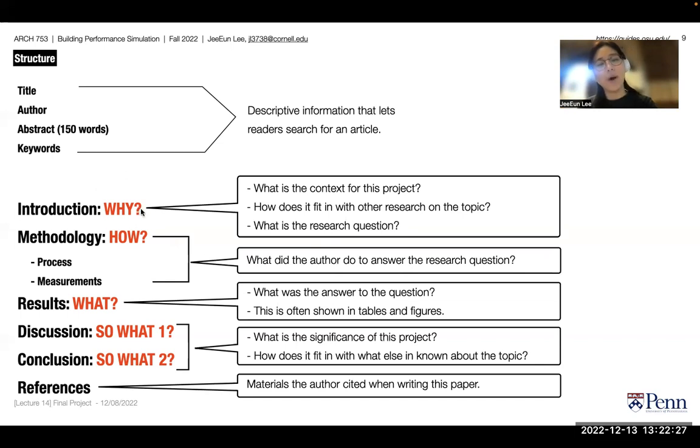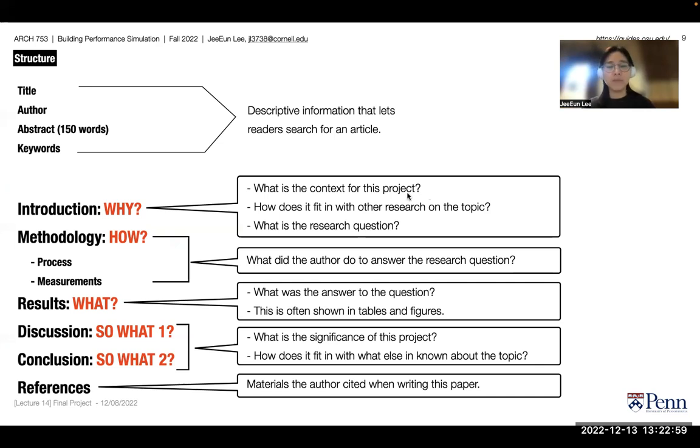So this is about why. What is the context for this project? Why are you running the simulation? Here you may give some meaning of building simulation and design. What is the relationship between them? And what is the climate you're selecting? What is the base information for your project?